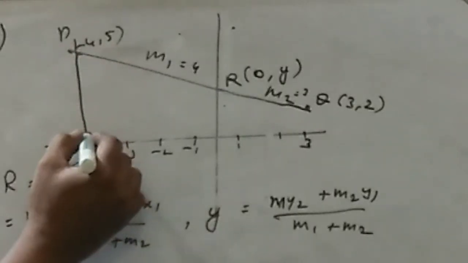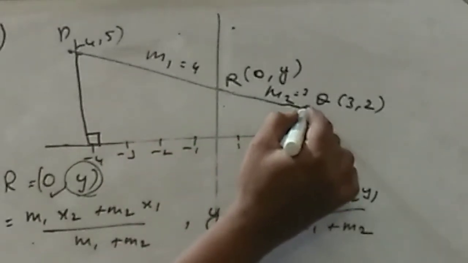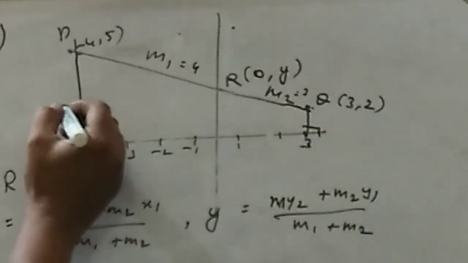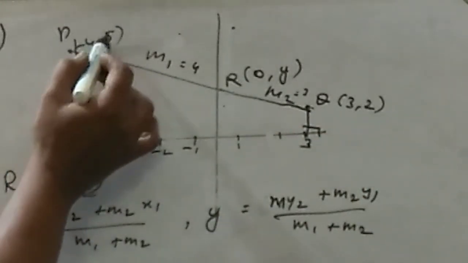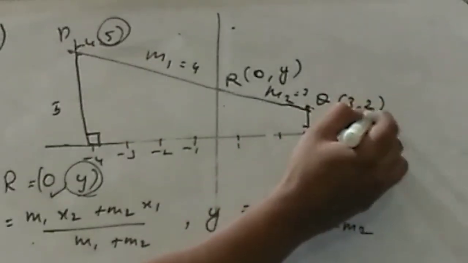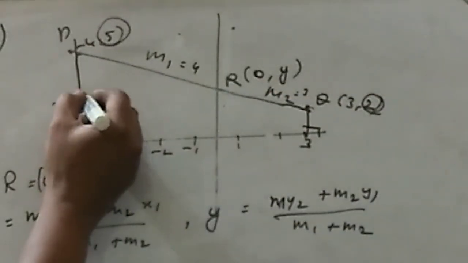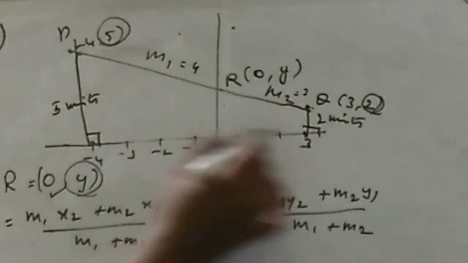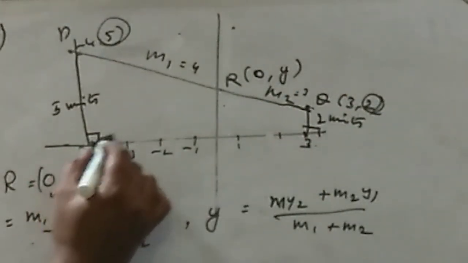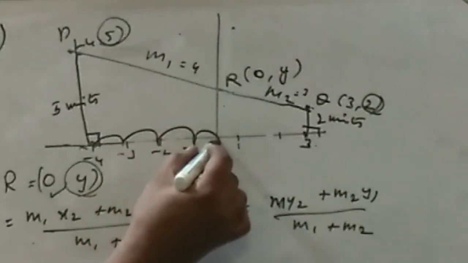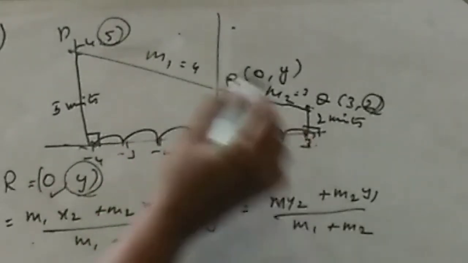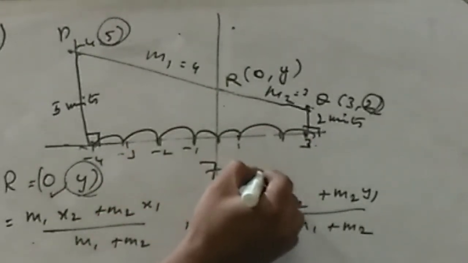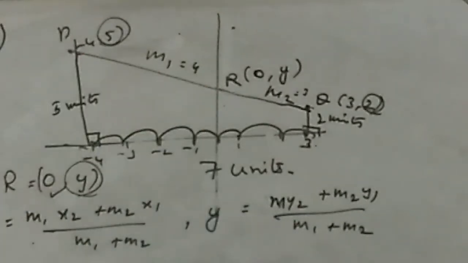So draw perpendicular. This is 5 units, because the Y value we have to take. This is 5 units and this is 2 units. And the height, count it: 1, 2, 3, 4, 5, 6, 7. What is this? 7 units.